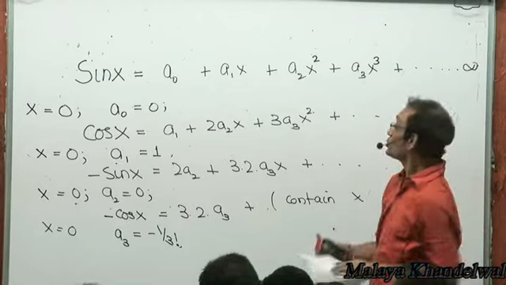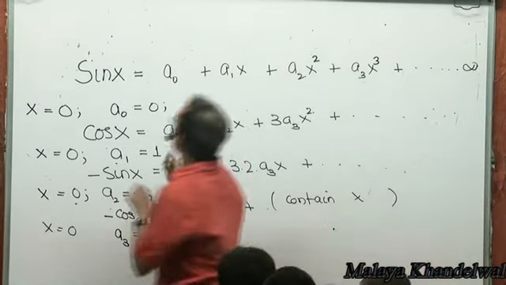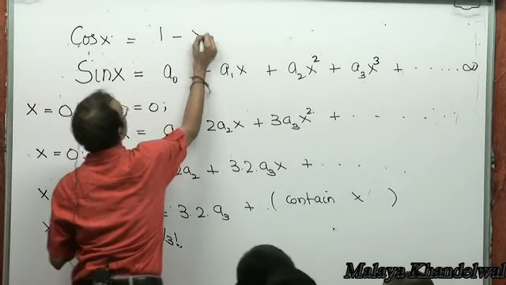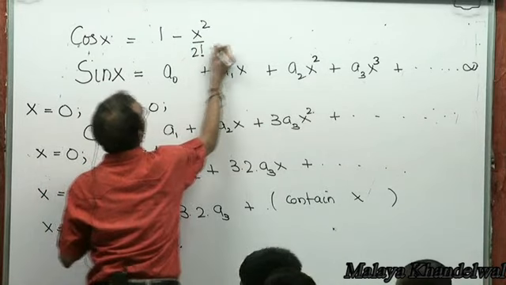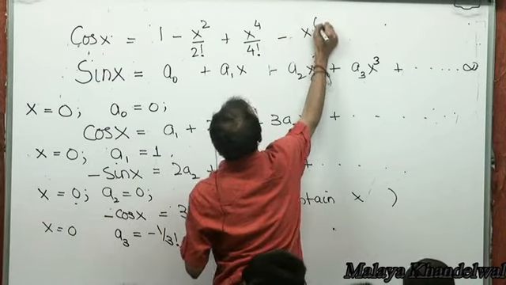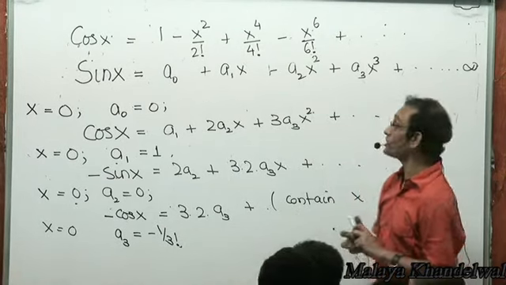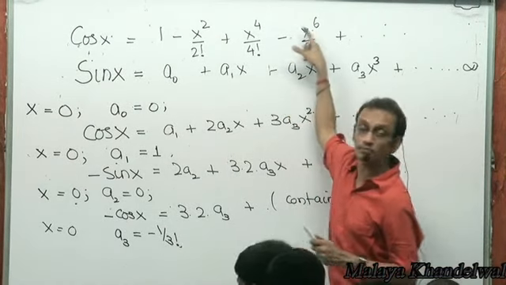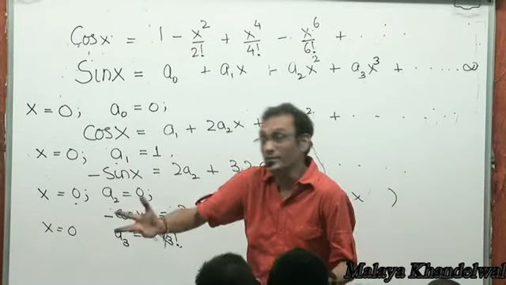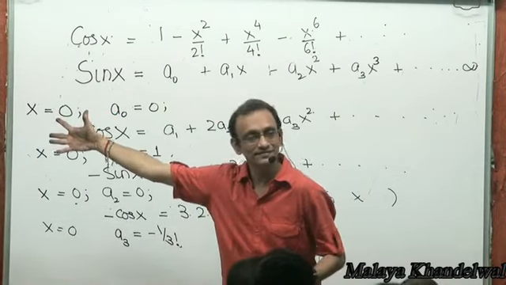For cos x, yes, you could write cos x as a naught. In fact, what will turn out is, if you write cos x, it will turn out to be 1 minus x square by 2 factorial plus x power 4 by 4 factorial minus x power 6 by 6 factorial and so on and so forth will be the expansion for cos x. And do you realize only even powers of x appear here? So if you replace x by minus x, cos will turn out to be the same as cos x. That's why cos minus x is the same as cos x.